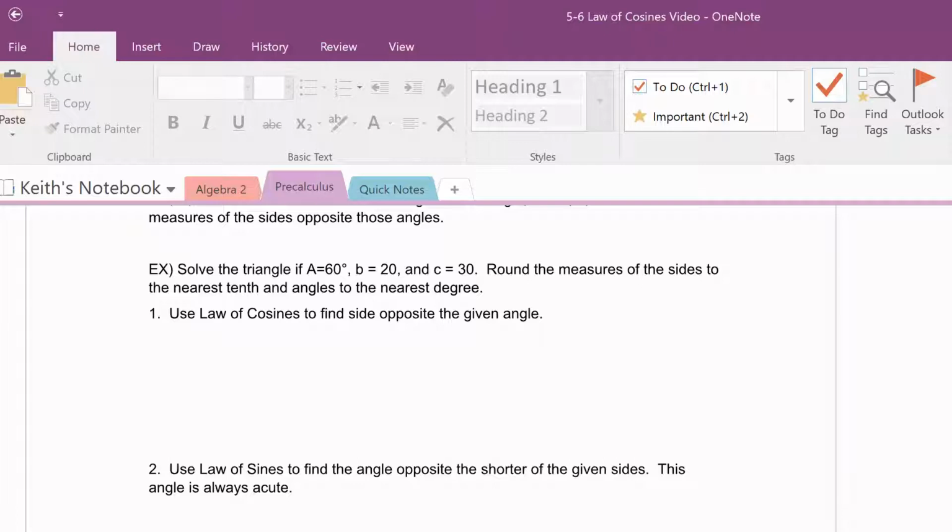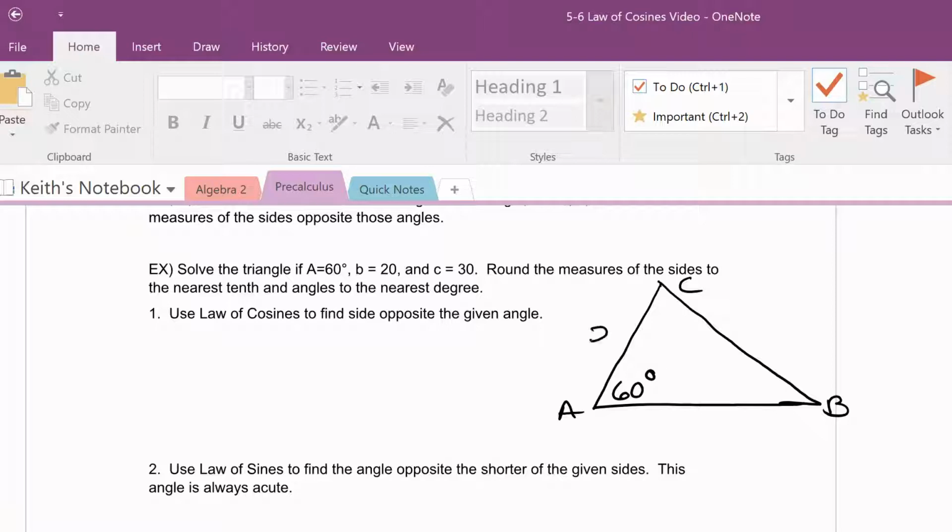So for example here, let's say it says solve the triangle if A is equal to 60 degrees, B is equal to 20, and C is equal to 30. So first you want to draw the triangle. Angle A is 60 degrees. Side B is 20. Side C is 30. So notice you have a side angle side situation. That means law of cosines.